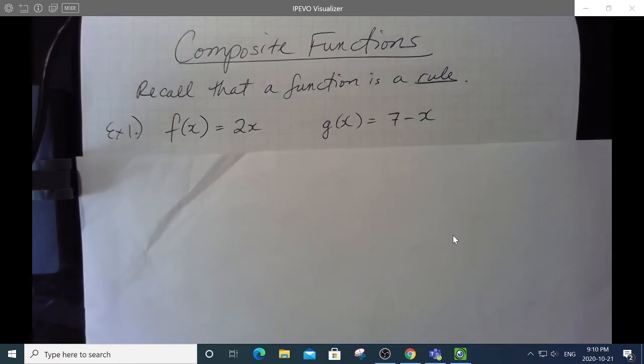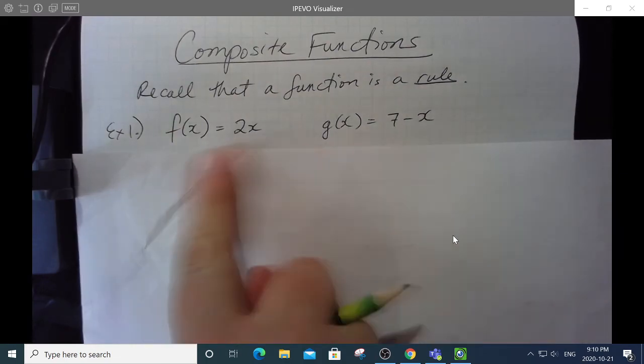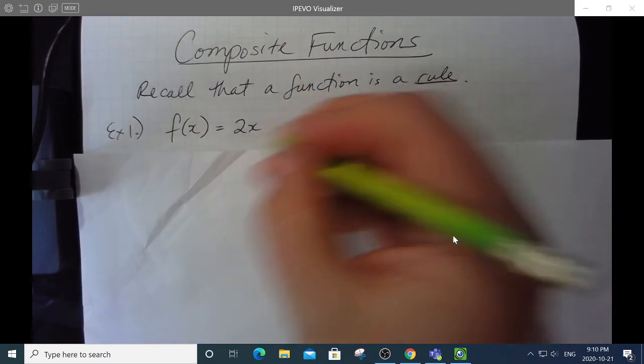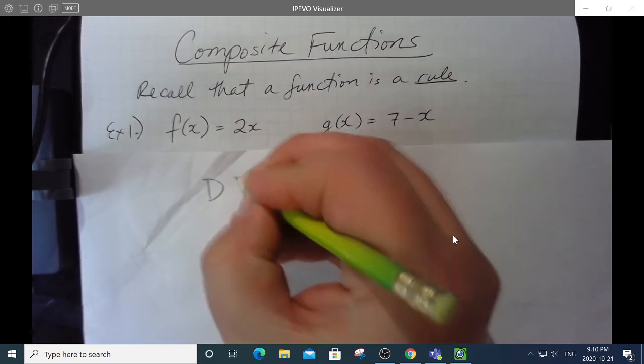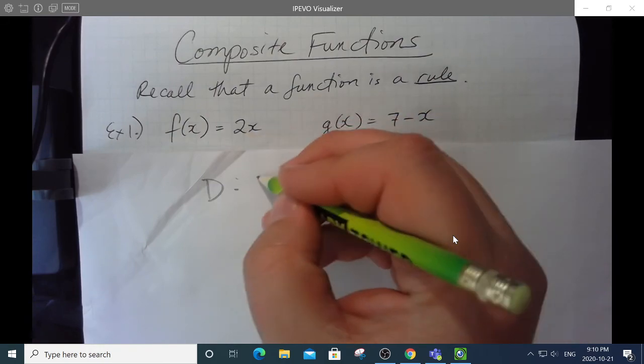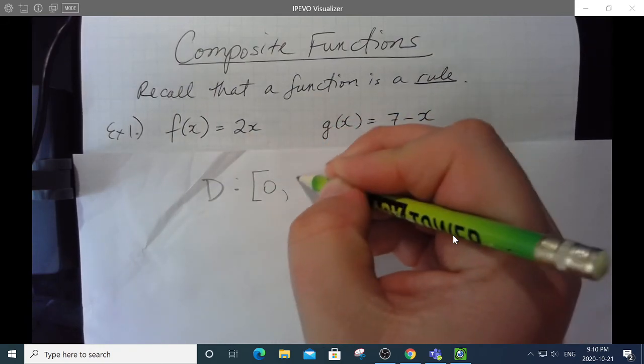I'm going to start with these two guys. f of x is 2x, and g of x is 7 minus x. You don't have to write this part down. You didn't have to write any of the last junk down. You should maybe write this down. But I'm going to restrict their domains. So, domain restriction. The domain is going to go just from x is 0 to 6.